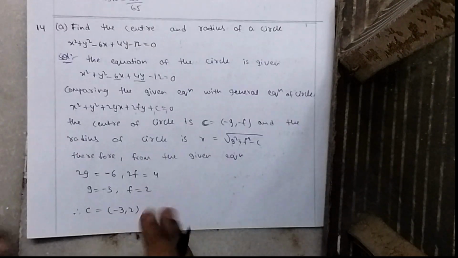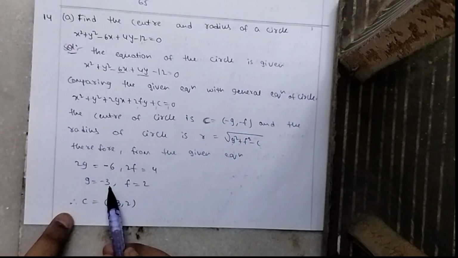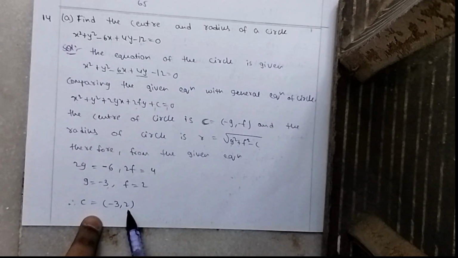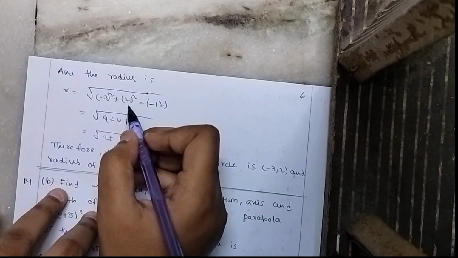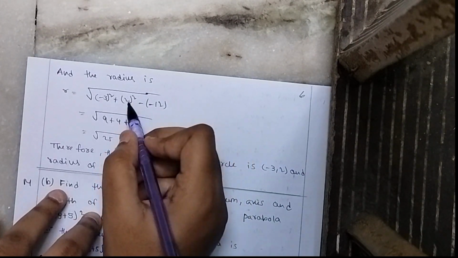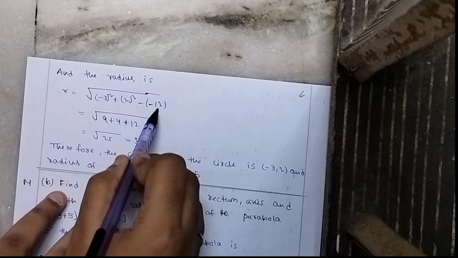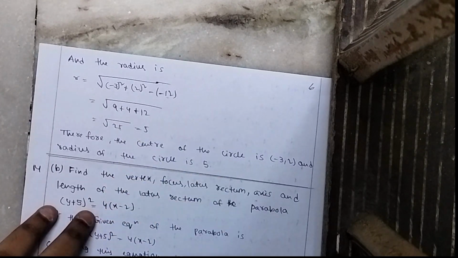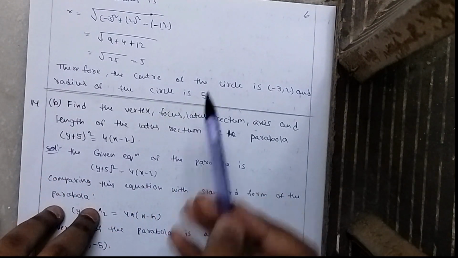That means 2g equals minus 6, 2f equals 4. That means g equals minus 3 and f equals 2. So the center of the given circle is minus 3 comma 2. Now finding the radius. The radius formula is root over g square plus f square minus c. Substituting f, g and c values here, the radius is root over 25, that equals 5. So the center of the circle is minus 3 comma 2 and the radius of the circle is 5.